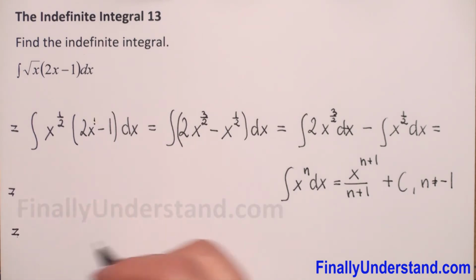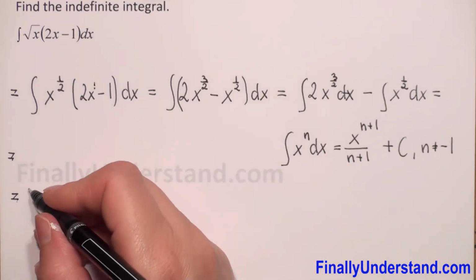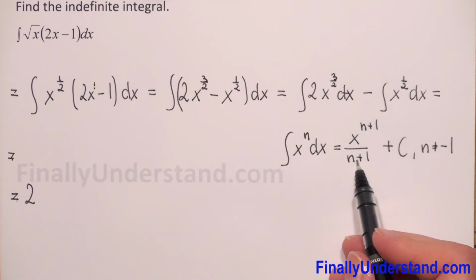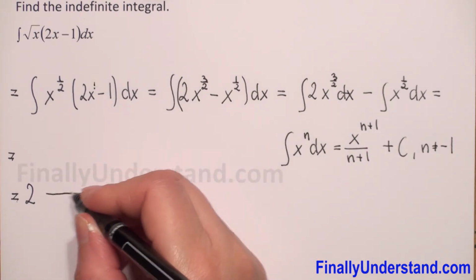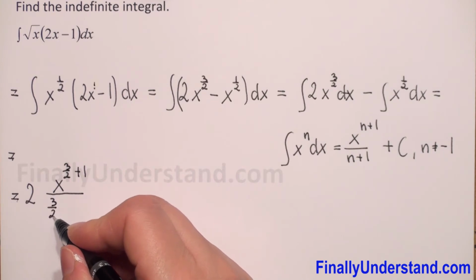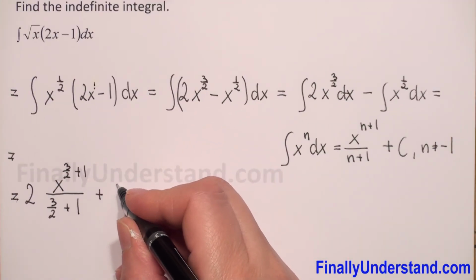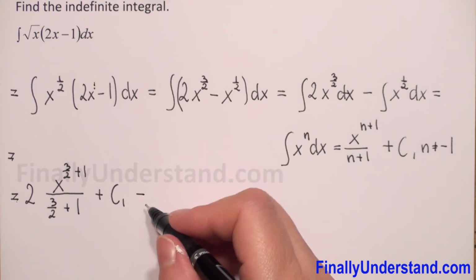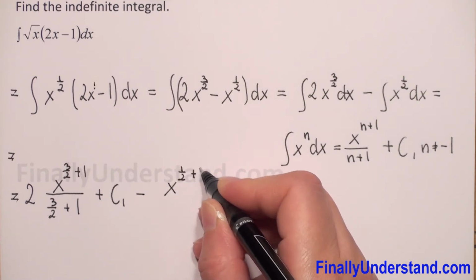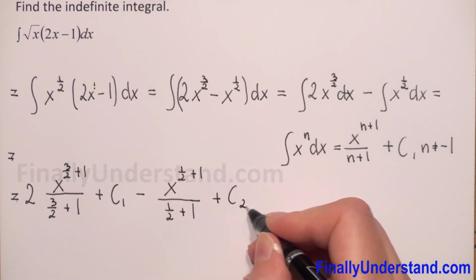So we have first integral, we have constant number, we have integral of constant, we have to copy this constant first, and next we have to substitute to this formula. N is equal 3/2. So we have x to power 3/2 plus 1 over 3/2 plus 1 plus constant, because this is first integral, we have constant c1, minus, and now n is equal 1/2. So we have x to power 1/2 plus 1 over 1/2 plus 1 plus constant c2.